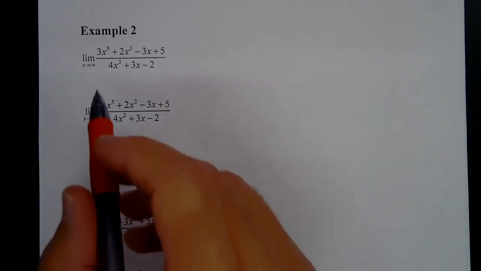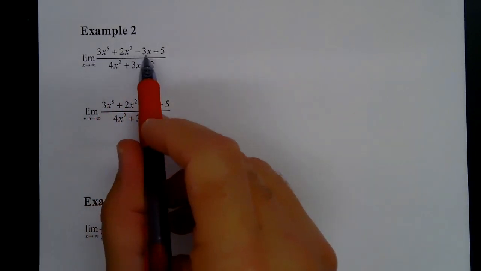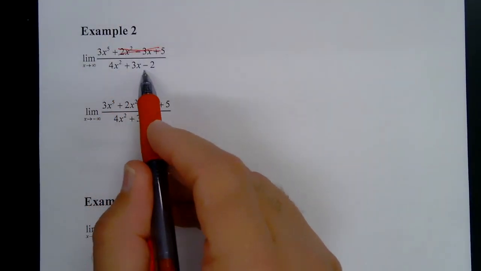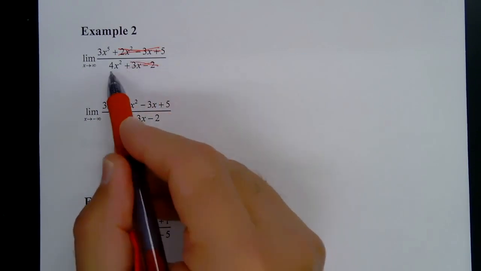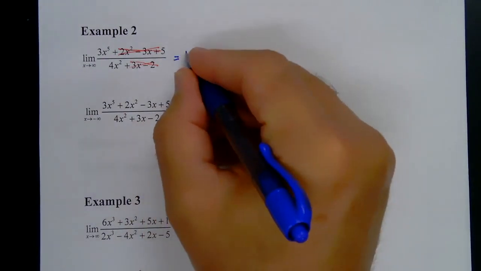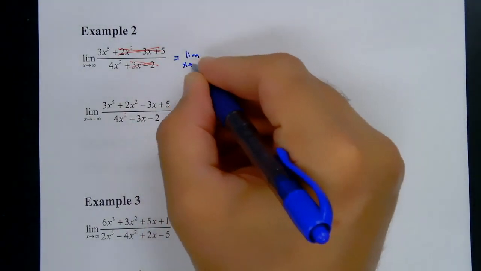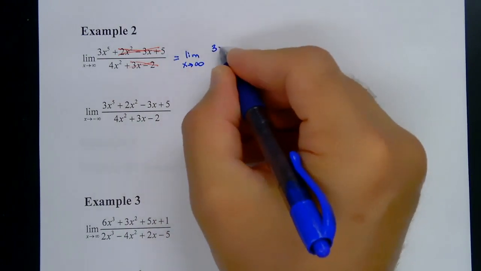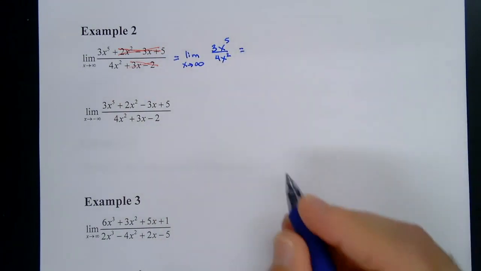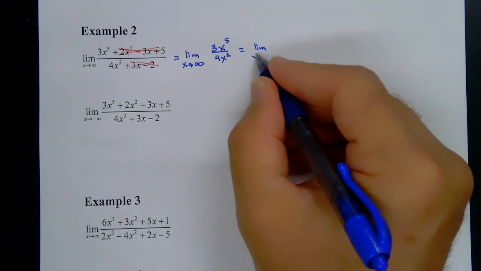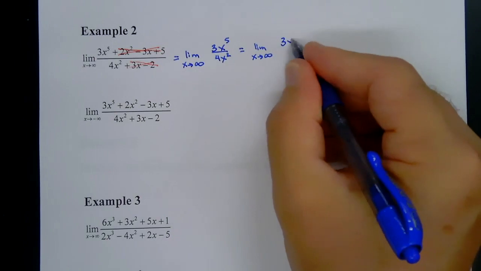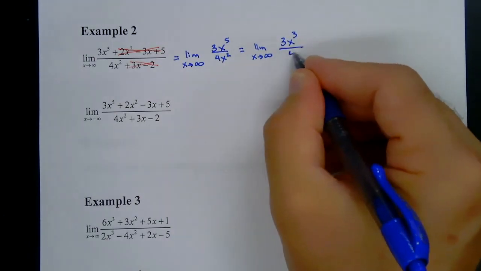So for this next one, we have 3x to the fifth. That's growing faster than any of the other 3 terms, so we can ignore these other 3. In the denominator, these 2 we can ignore. 4x squared is going to grow faster than those. So this is going to be equivalent to the limit as x approaches infinity. And we can use this ratio, 3x to the fifth over 4x squared. And then we can simplify. This means the limit as x approaches infinity of, and then this becomes 3x cubed over 4.